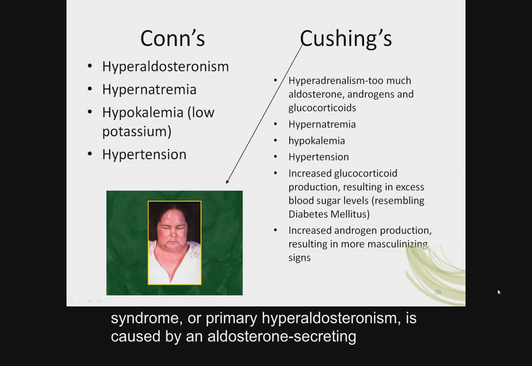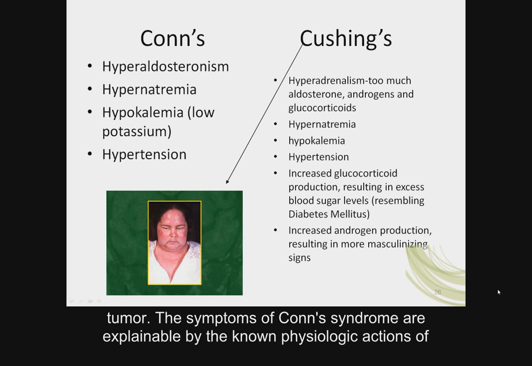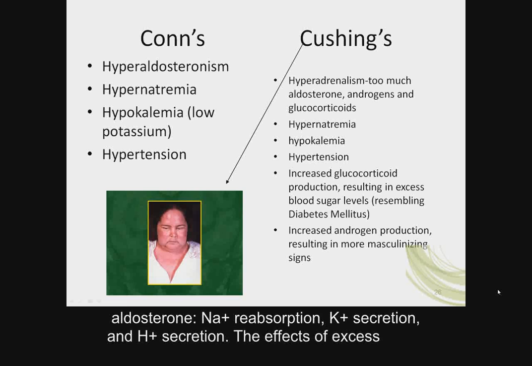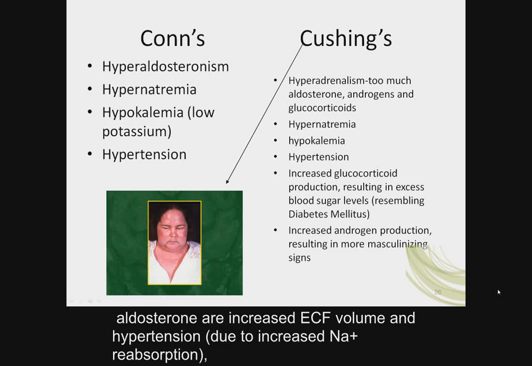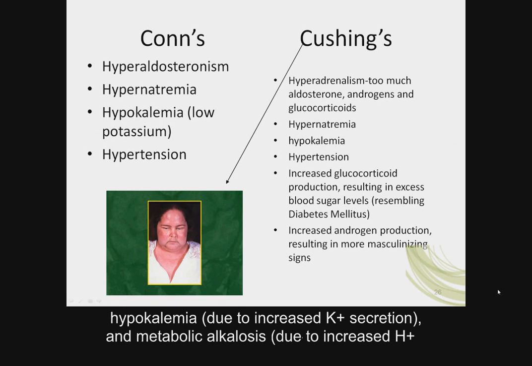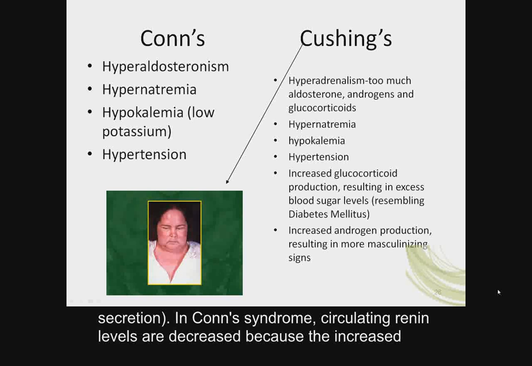Conn syndrome, or primary hyperaldosteronism, is caused by an aldosterone secreting tumor. The symptoms of Conn syndrome are explainable by the known physiologic actions of aldosterone: sodium reabsorption, potassium secretion, and hydrogen secretion. The effects of excess aldosterone are increased ECF volume and hypertension. This is due to the increased sodium reabsorption. Hypokalemia, due to increased potassium secretion, and metabolic alkalosis, due to increased hydrogen secretion.